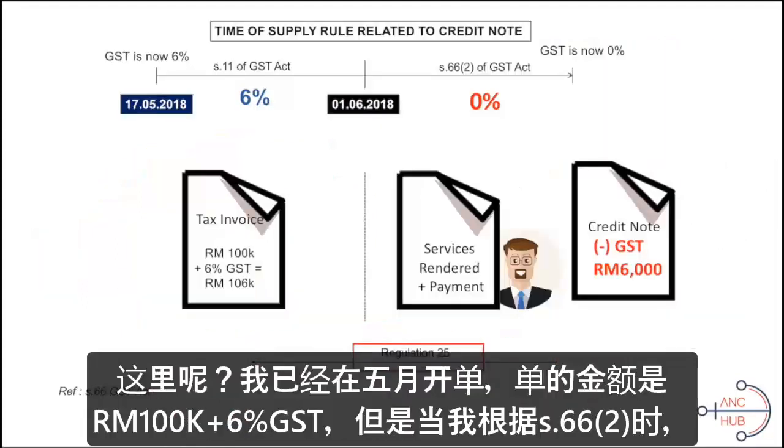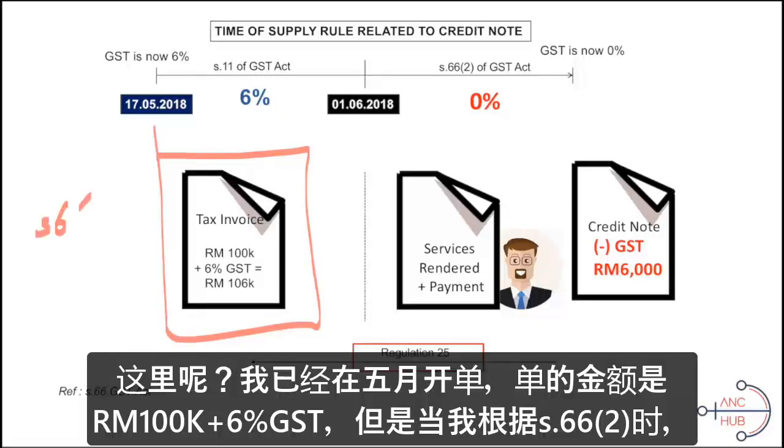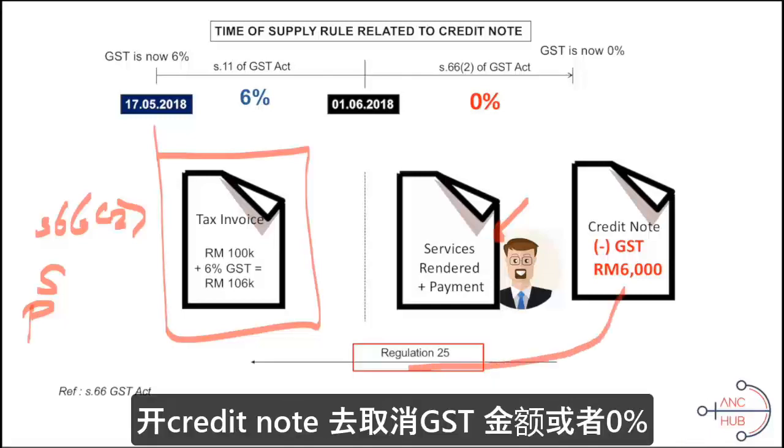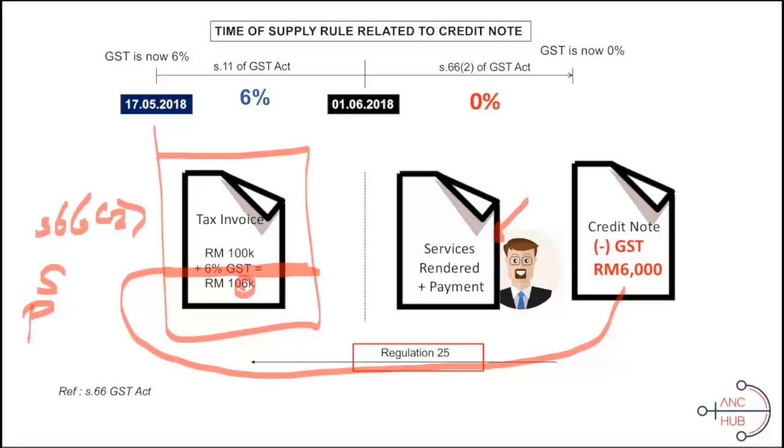What about this case? I have issued out my tax invoice in May. The tax invoice when I issue out is 100,000 plus 6% GST. However, when I try to apply section 66(2), it basically talks about supply, which I don't have, and payment, which has all been incurred here. So in this case, Customs say we allow you to issue a credit note via GST Regulation 25 to cancel off or zero-rate this supply and make it 100,000.